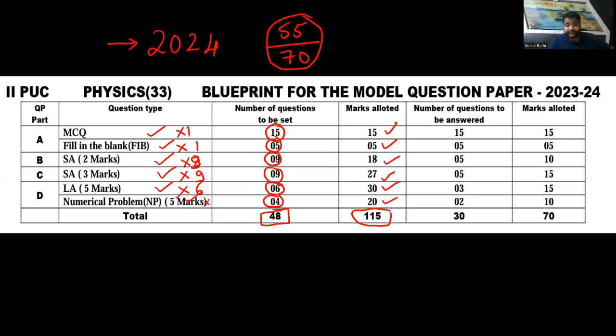The total is 115. But my dear students, you know that you will be allotted marks only out of 70. So it's very important that you write the paper smartly, as I said already.